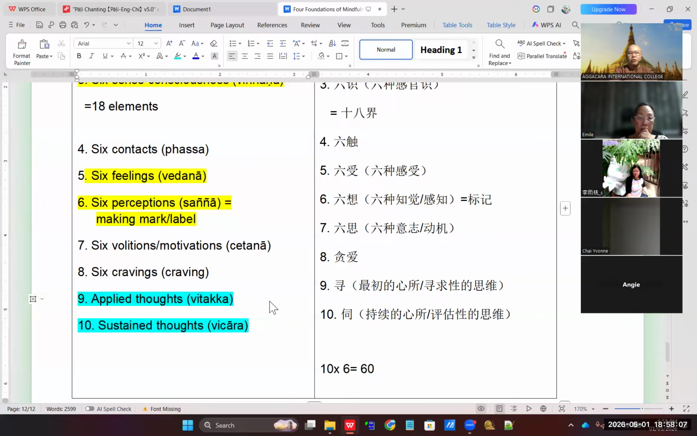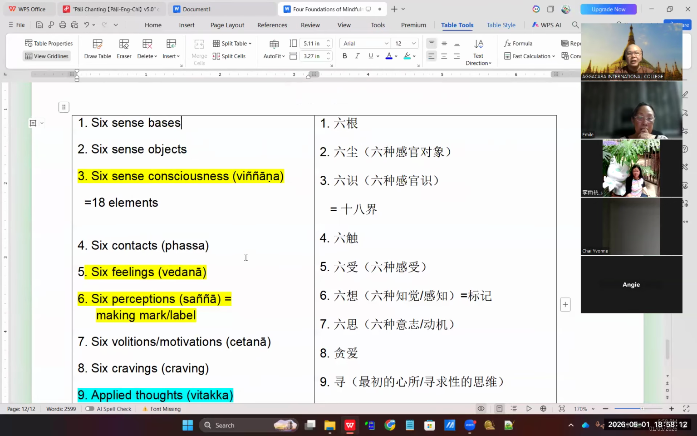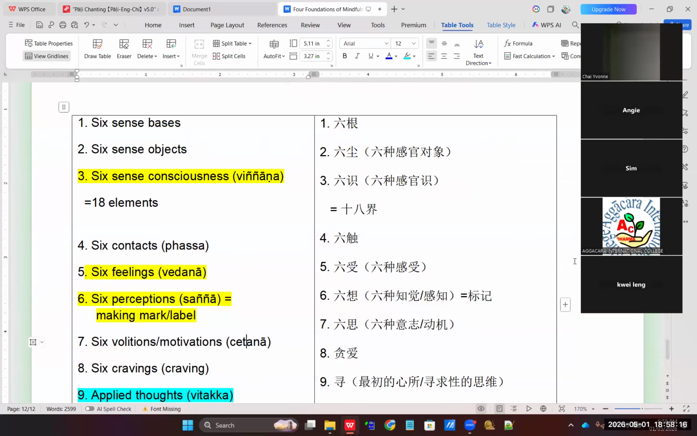Okay. So you notice that all these are very helpful for us to practice because they are the cause of suffering. They are also the cessation of suffering. So all these are objects here. I think that's all. So next week we'll continue the text.